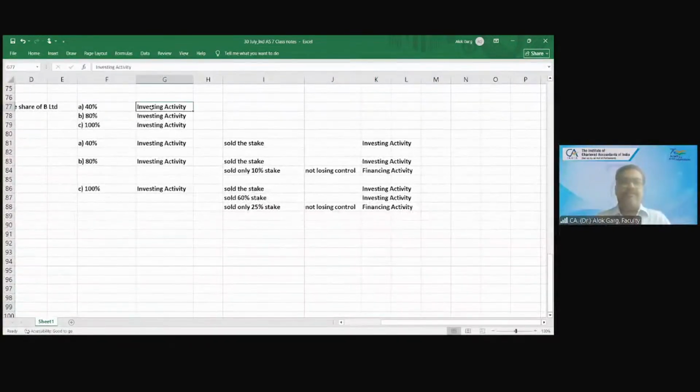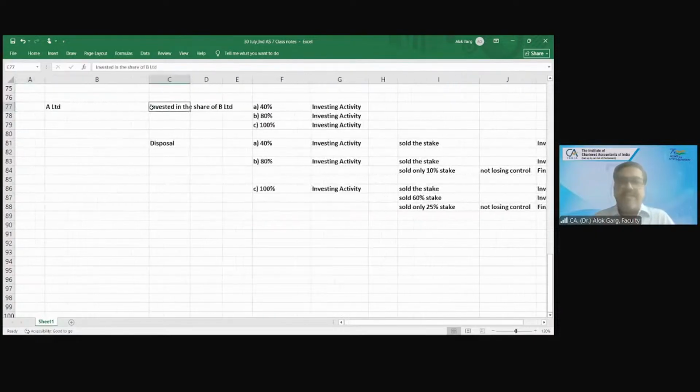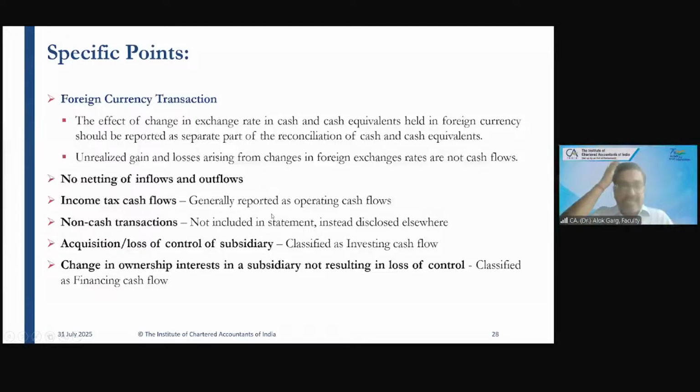So friends, now again, back to income tax cash flows. As I told you, these income tax cash flows will be part of your operating cash flow, right? I told you, the profit before tax, then you have to reduce tax. Standard says that normally it is reported as operating cash flows, but this income tax cash flow has to be shown with the relevant activity to which that cash flow belongs.